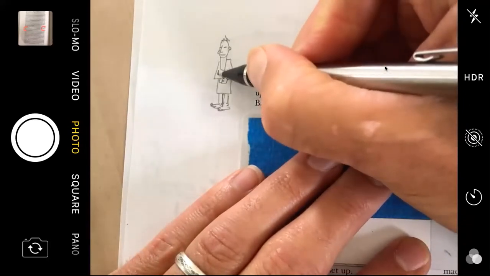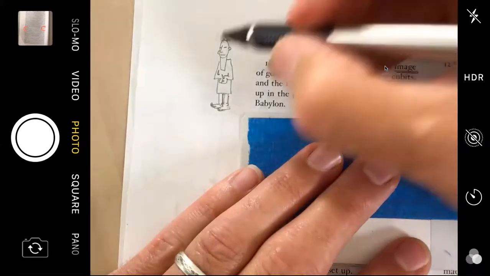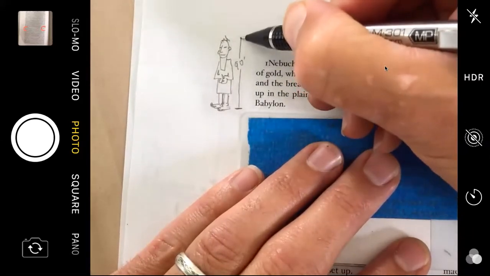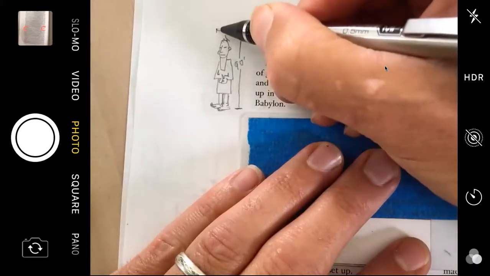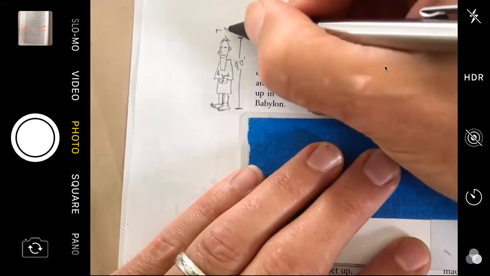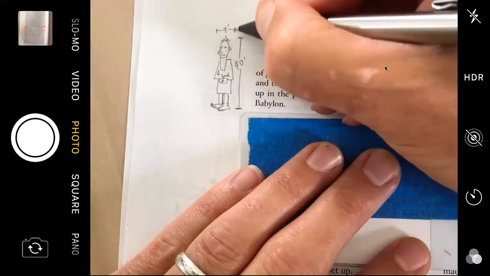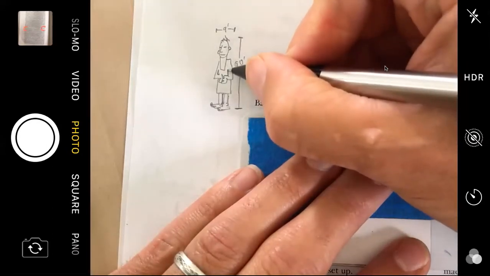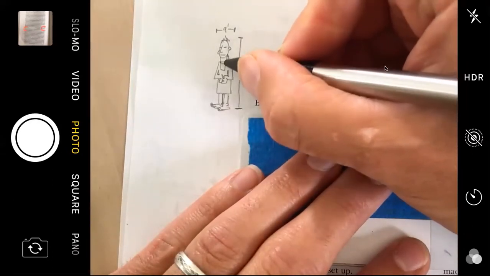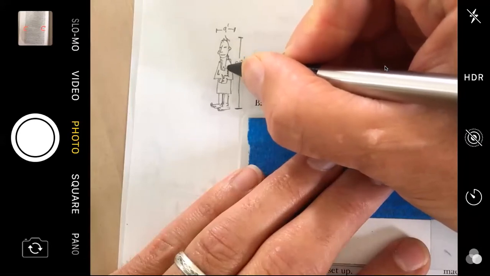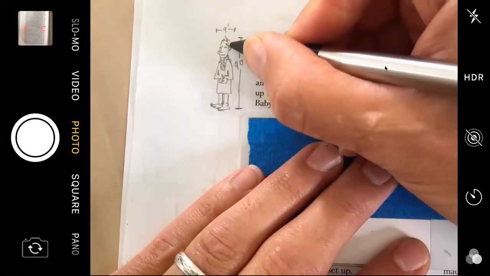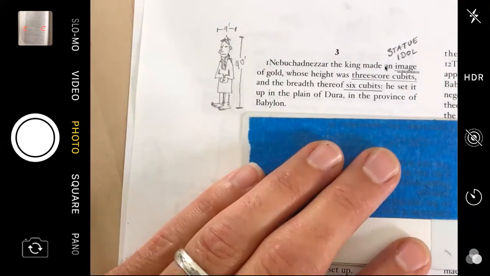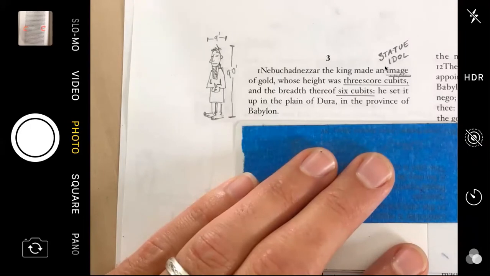And there you go. Now, he's about 90 feet tall. Woo! That's big. And about 9 feet wide. He's a big dude. And it says he's made out of gold. Honestly, I find it hard to believe that he's made out of solid gold. So probably they made him out of something and then they covered it with gold, because that's what they would do. Yeah, I don't think there would be enough gold. That'd be crazy.